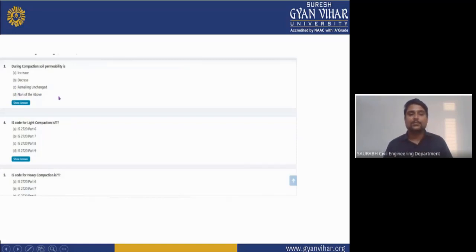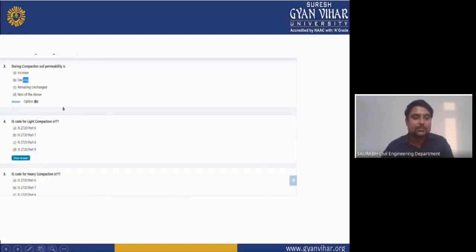We know when we do soil compaction, the volume of soil will decrease. When the volume of soil decreases, permeability will also decrease. If you do very good compaction of your soil, there will be no permeability. So during the compaction of soil, permeability decreases. Your right answer will be B.